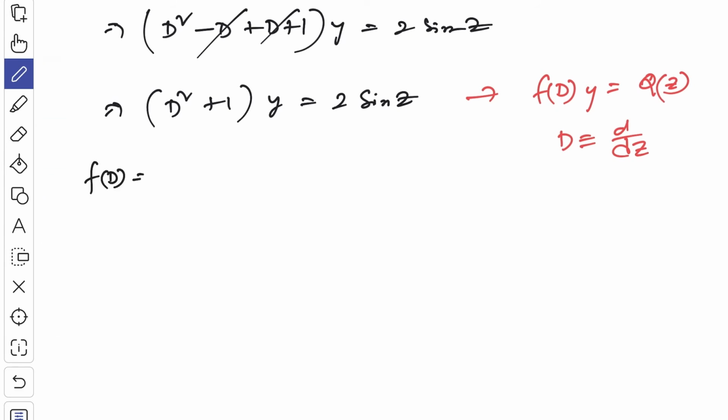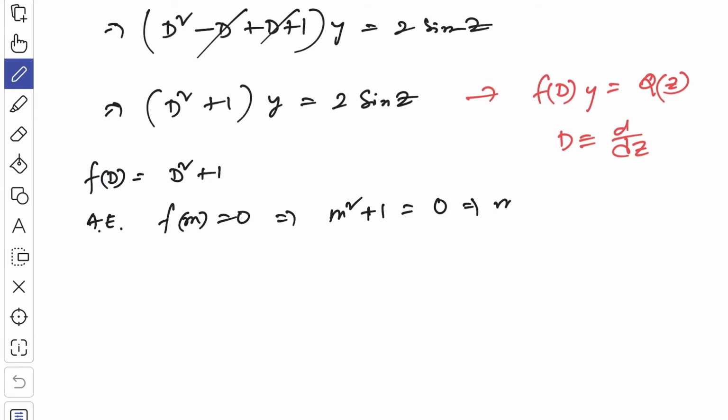So here we have got f of d is nothing but d square plus 1. So our auxiliary equation procedure is the same as we have done in previous lectures, right? From here, f of m is equal to 0, that implies d square plus 1. Sorry, when you write f of m, it will be m square plus 1, d should be replaced by m, is equal to 0, so m square is equal to minus 1. Minus 1 is nothing but i square, right? So therefore m will be plus minus i.